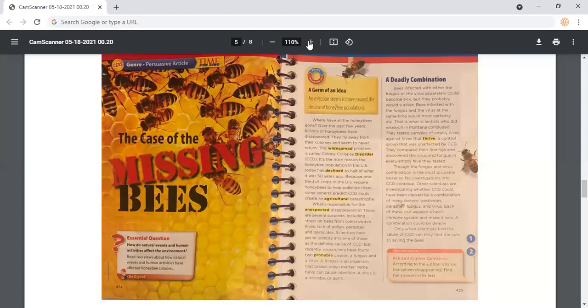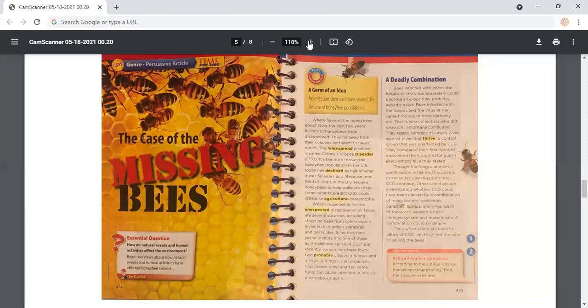Other scientists are investigating whether CCD could have been caused by a combination of many factors: pesticides, parasites, fungus, and virus. Each of these can weaken a bee's immune system and make it sick. A combination could be deadly. Only when scientists find the cause of CCD can they find the cure to saving the bees.